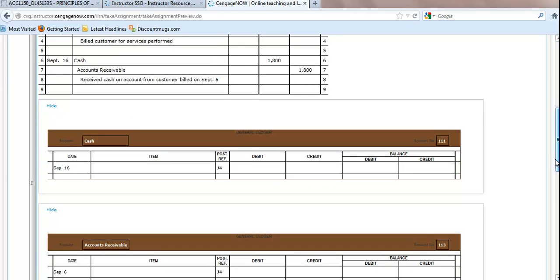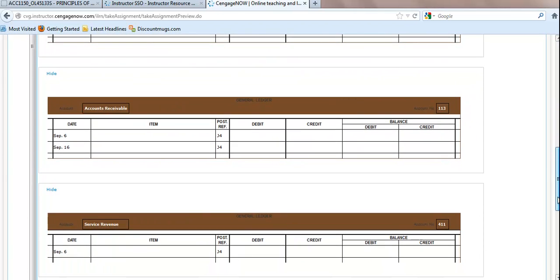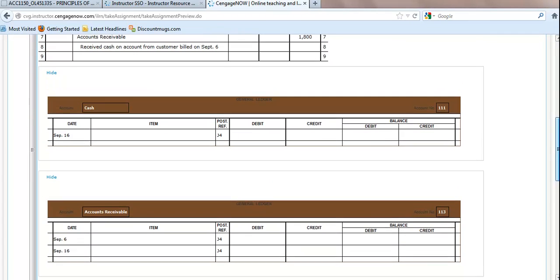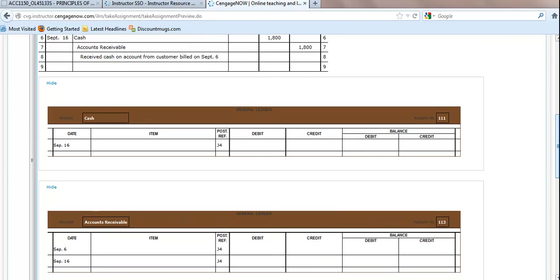So I have cash, accounts receivable. These are what my general ledger accounts look like. And like I said, it is similar to a T account. The only difference between the general ledger and the T account is this ongoing balance calculation. Because remember, on a T account, we would foot and balance. And on the ledger accounts, we calculate our balance after every item that we post to the account.